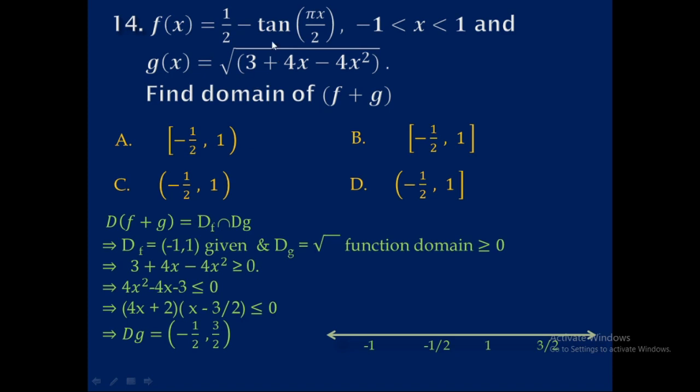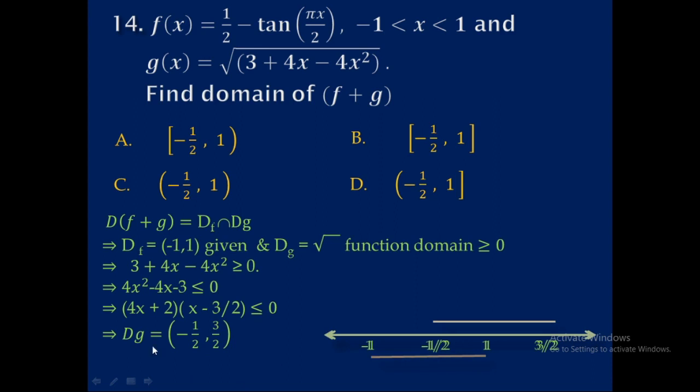Therefore, the domain of the function G is a closed interval, because when it is equal to 0, the root function also exists. Therefore, the domain of the function G is the closed interval -1/2 to 3/2. Is it clear? -1/2 to 3/2 is the domain of the second function G. The domain of the first function is -1 to +1. The domain of the second function G is a closed interval, while this one is open, and this one is the closed interval -1/2 to 3/2.